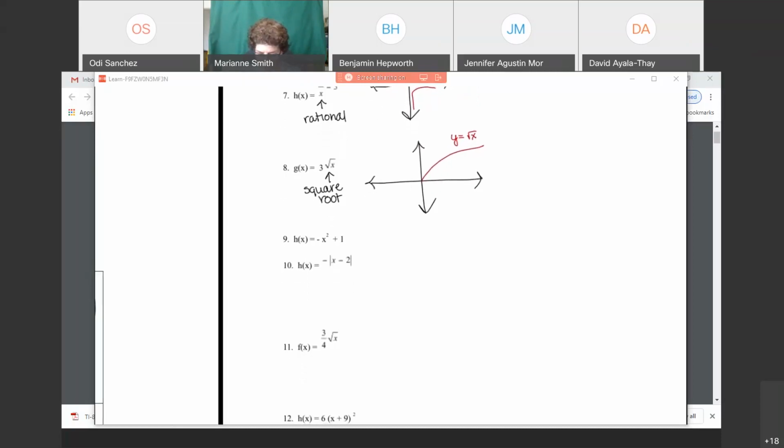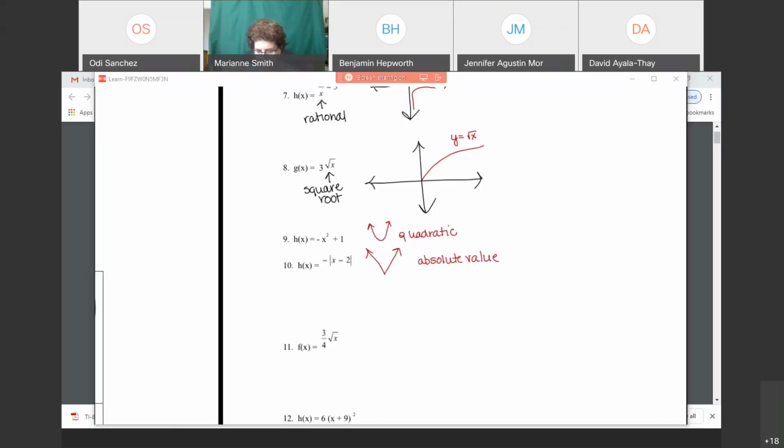h of x is quadratic. The base graph for a quadratic is a parabola, which looks like this. Again, I don't have enough room to draw it accurately. And you can tell what they've done here is they've applied some transformations. So the actual graph of h of x would look different from this. It would be flipped across the x-axis and it would be raised up 1 because of the transformations. This one is an absolute value, and that graph is the one that looks like a V.